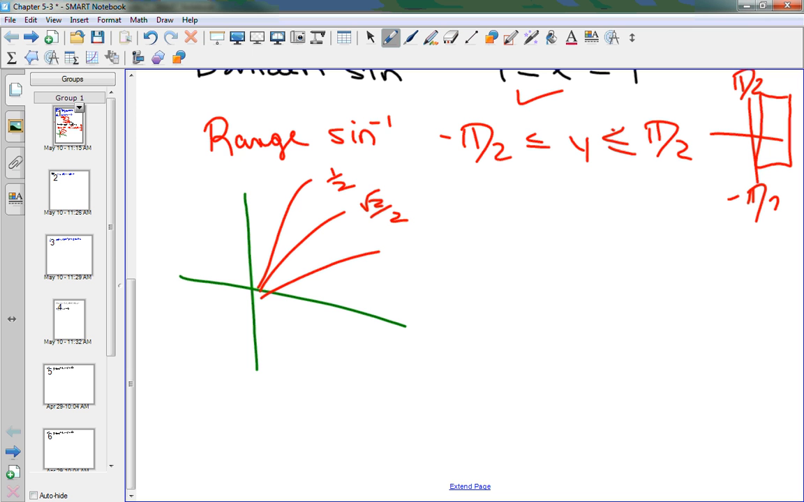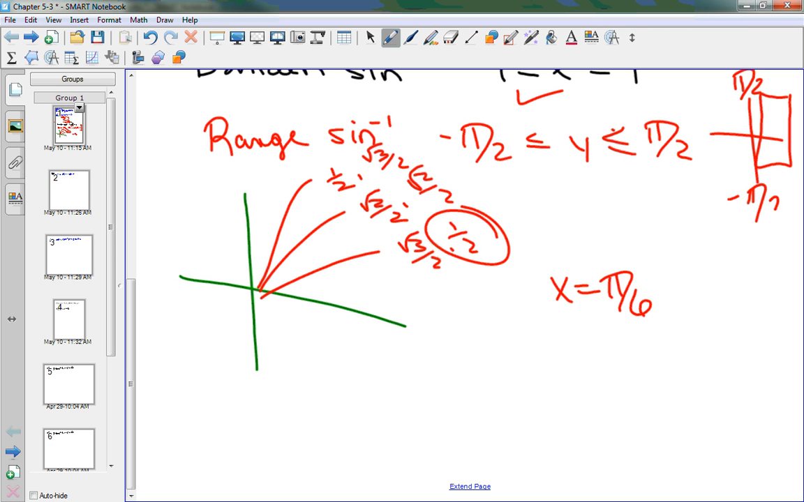The hands of the clock is what we need to be considering here. 1, 2, 3, which means I'm looking for sine being 1/2. That's going to give me the lovely little angle of pi over 6. So x is going to be equal to pi over 6. Is that between negative pi over 2 and pi over 2? Yes, it is. So my answer to this is pi over 6.